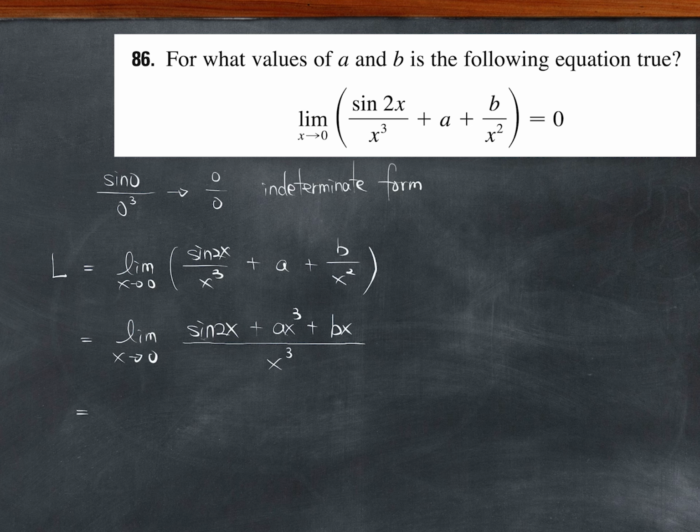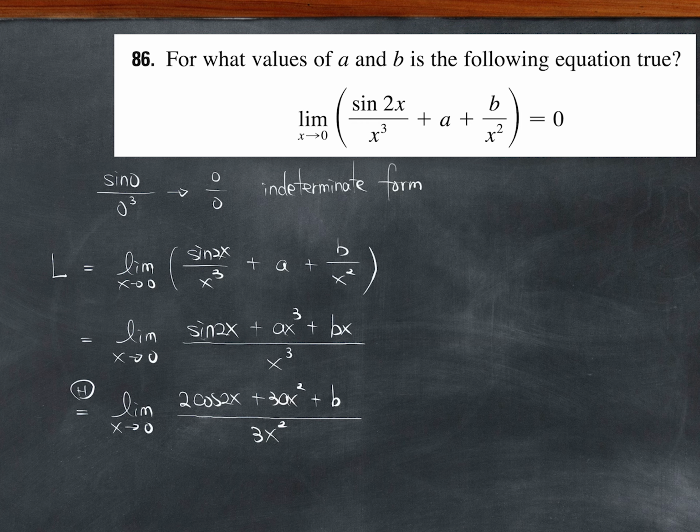The third step would be using L'Hopital's rule, and I'll write this h to indicate that we're using L'Hopital's rule in this step. So to use L'Hopital's rule, we simply differentiate the numerator and then differentiate the denominator separately. You have to be careful that it's not a quotient rule. We're not using the quotient rule here. The numerator becomes 2 cosine 2x plus 3ax squared plus b, and the denominator becomes 3x squared. The derivative of x cubed is 3x squared.